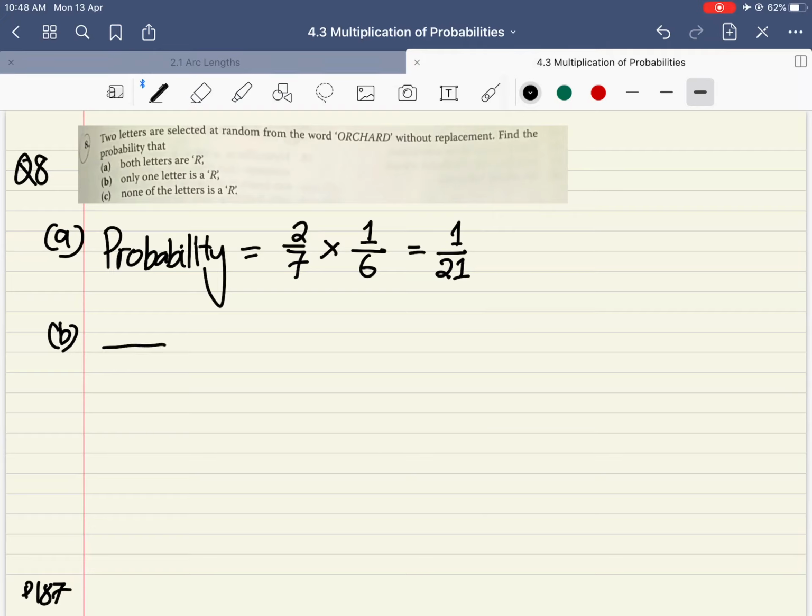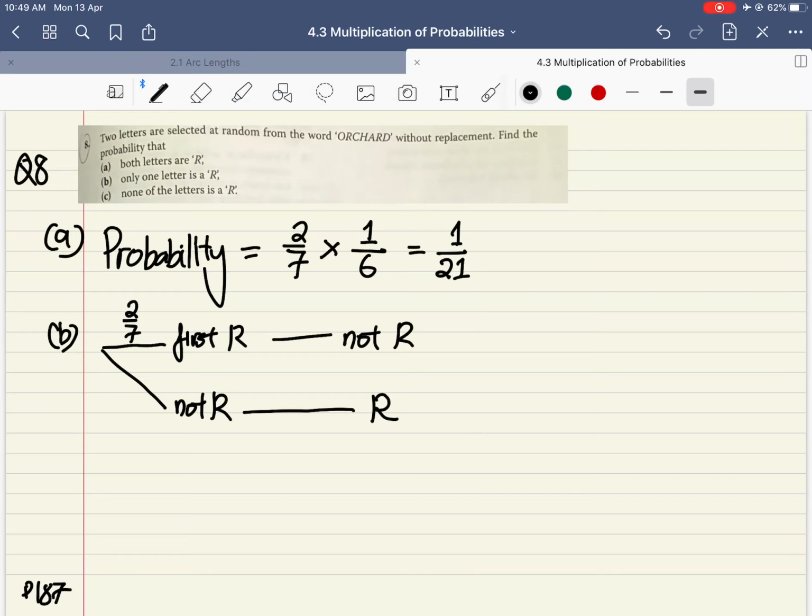Now, for the second one, only one letter is R. It means that first is R, second is not R. Is there any other possibility that I can go to pick only one letter as R? Yes, another branch is possible: the first letter I pick is not R, and the second letter I pick is an R. So the first letter for it to be R is 2/7, and not an R is 5/7. Similarly, if I want not R is 5/7, and if I want an R, the probability is 2/6.